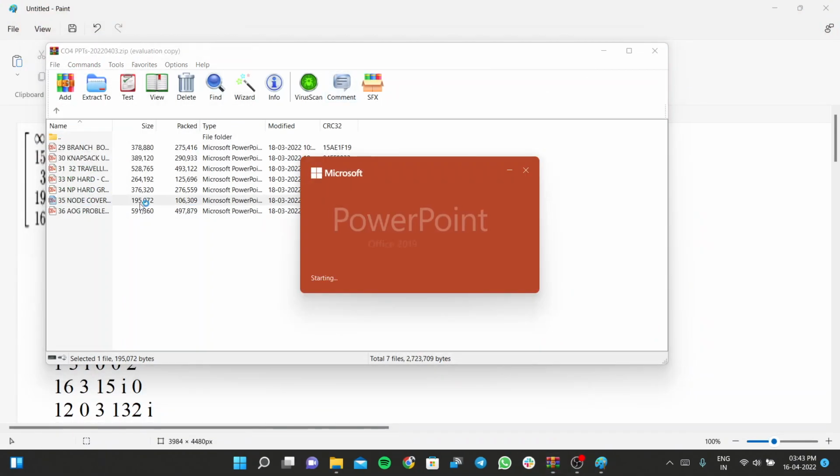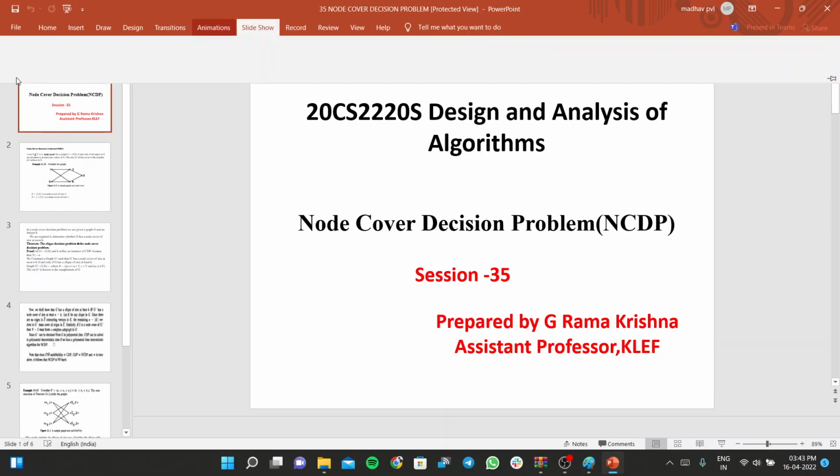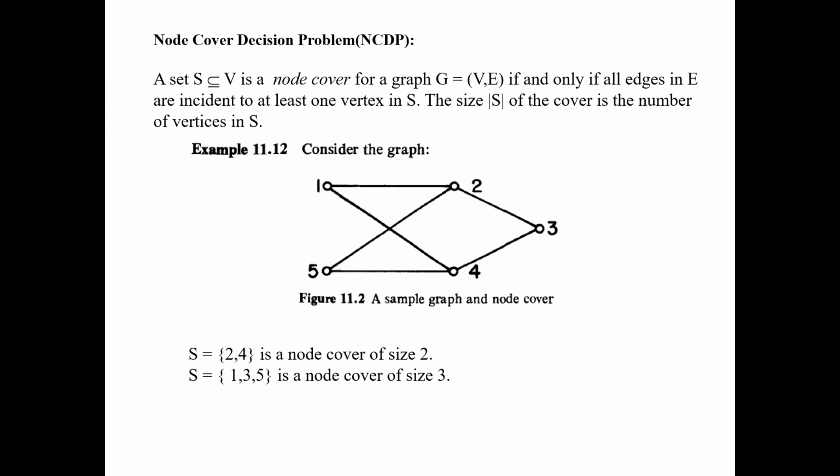And the next one is the node cover problem. The node cover problem is nothing but we need to find a pair or a set of numbers with which it can touch all the vertices in this graph. So basically the answer is 2 and 4. With the help of this 2 and 4 we can touch all the vertices in this graph, and the size of that set is just 2.